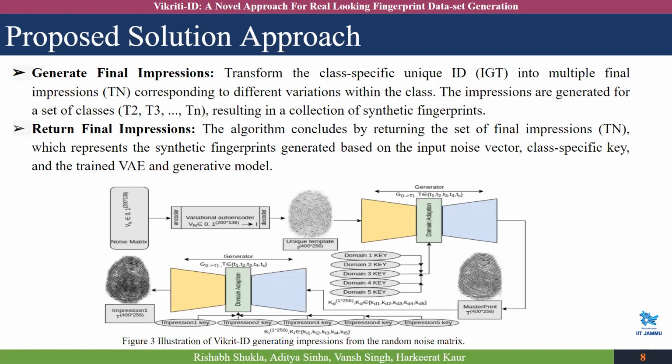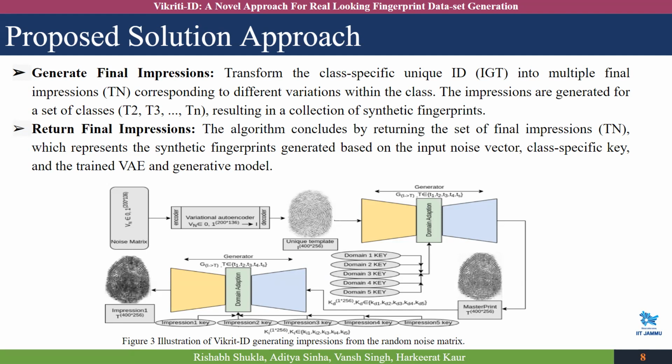So in figure 3, you can see what we have. First of all, we have to feed a noise matrix to the VAE, that is, the variational autoencoder, which will generate some type of unique template, which is basically a fingerprint template, but not an actual fingerprint. It's just an intermediate image. This template is fed to a generator, which we already trained, and that generator will generate some master print.